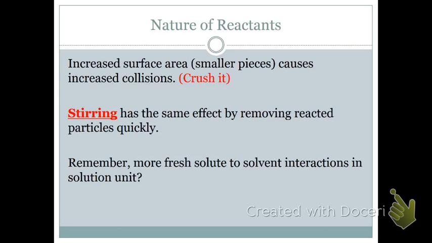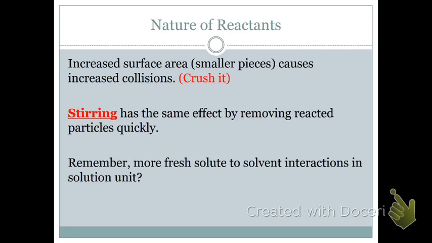Increased surface area means, of course, smaller pieces, and that means we crush it because that means there is a larger surface area. Some people got confused on one of the last tests, and they thought, oh, big chunk means larger surface area. It does not, because remember, when you have a big chunk of something, only the outside of that chunk is going to be reacting, whereas if I take that same amount and crush it up, all of that could be reacting.